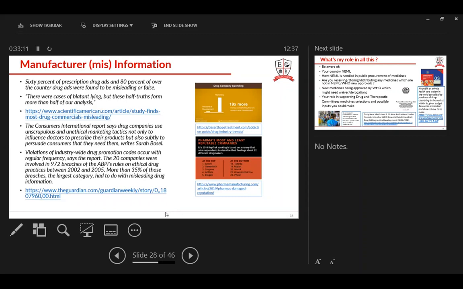I just read this portion. It says 60% of prescription drugs and 80% of over-the-counter drugs were found to be what? Misleading or false. Somebody tells you a good thing, you see it on TV, the drugs look good. But unfortunately, they're not giving you the right information. There were cases of blatant lying. These links in the slide will give you more detail when you go through them.